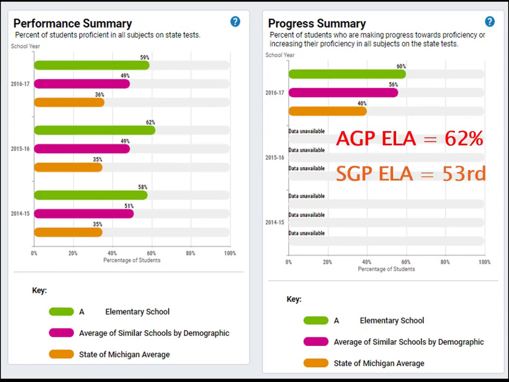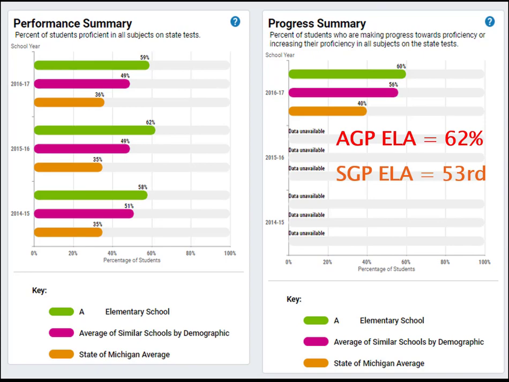In this case, if I looked at one particular content area, this school ranked at the 53rd percentile. Their average SGP was at the 53rd percentile for English language arts. When they set a target for every student on having a high enough SGP to maintain or be on track to obtain proficiency, they found that 62% of their students met the adequate growth percentile, or met that target that was set for the SGPs.